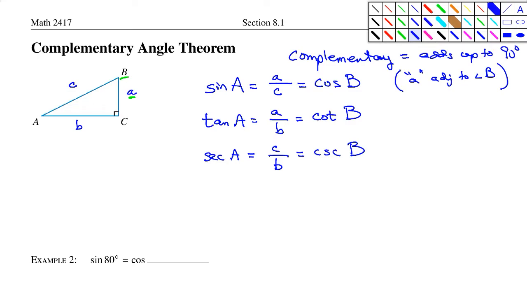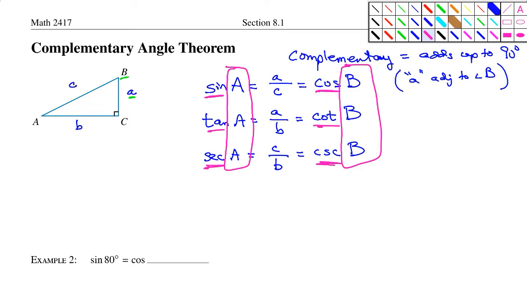Well, the key here is to notice these relationships. You have the angle A, and then it's related in the same value to a different trig function, but of angle B. And the question is, what is the relationship between each of these trig functions in each of these equations? The relationship is that they are cofunctions. You have sine and cosine. You have tangent and cotangent. You have secant and cosecant.